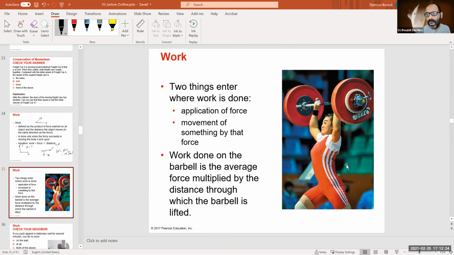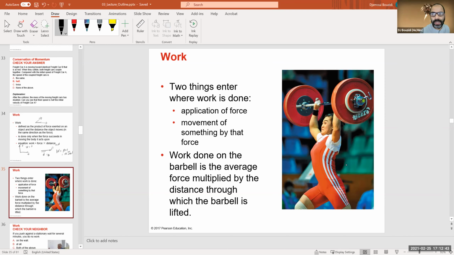For example, when this athlete lifts the weight, the athlete is doing work. But during the time when the athlete is holding the weight, there is no displacement. So the work is 0. There is an effort, though. You have to distinguish between the two.